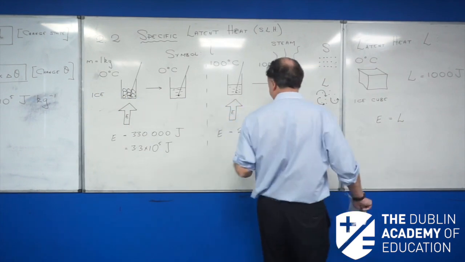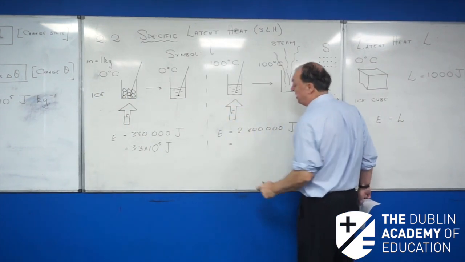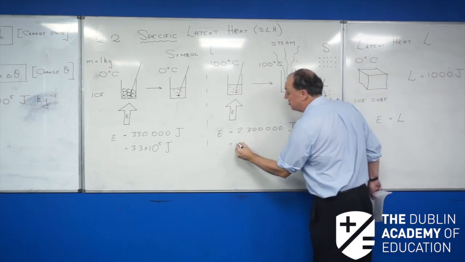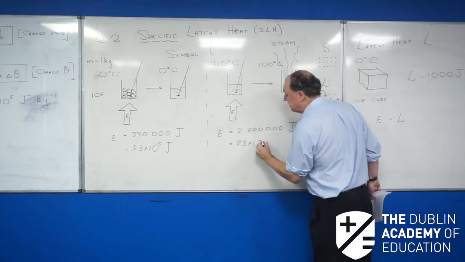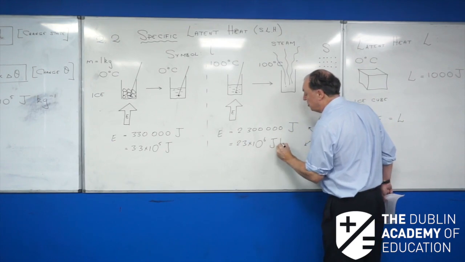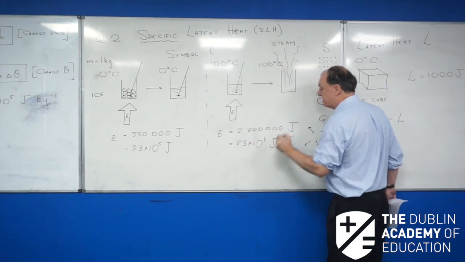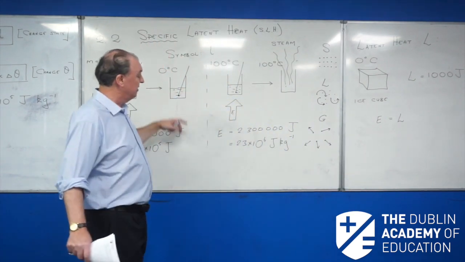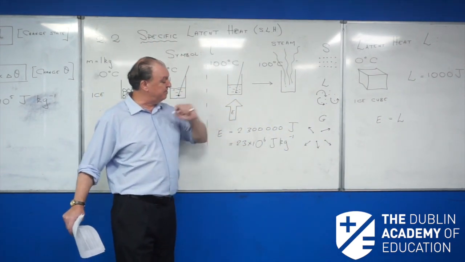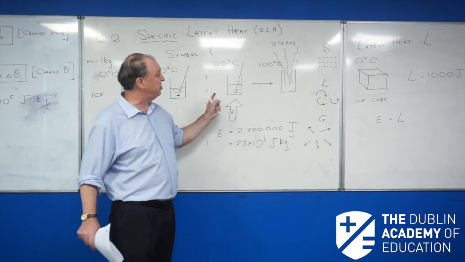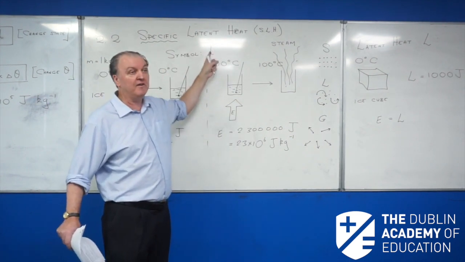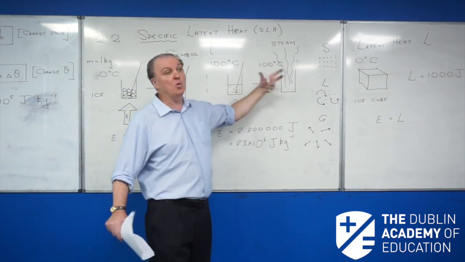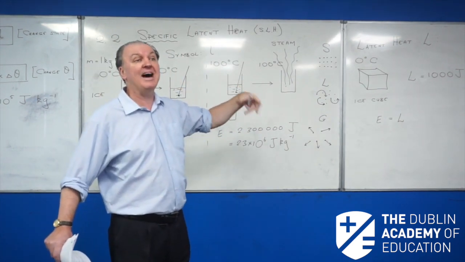Once again, you can turn that into scientific notation. 1, 2, 3, 4, 5, 6. So that's 2.3 by 10 to the power of 6 joules per kilogram. Remember what it means. I need 2.3 by 10 to the power of 6 joules to change 1 kilogram of boiling water at 100 degrees Celsius into 1 kilogram of steam at the same temperature.